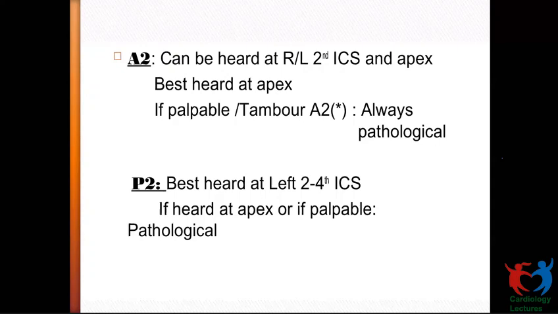For example, P2 audible in the apex, however loud, happens only in ASD, because ASD produces such a change in P2 direction that it will be audible in the apex. In all other conditions, P2 may be loud, and I'll describe the loud P2 in a short while, but it's typically not heard in the apex.